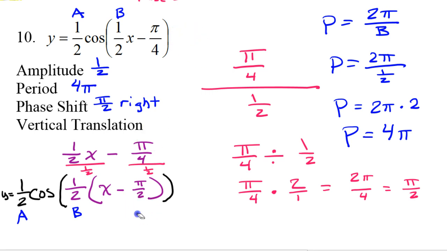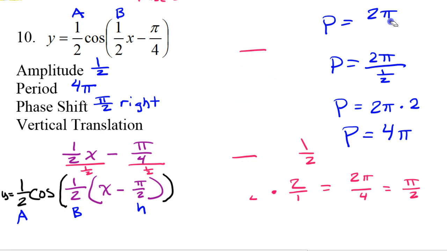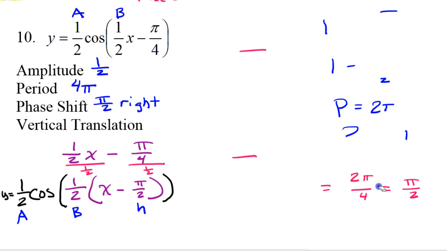Okay, and in fact, I call this my A, this is my B. This is called the H value. And the vertical translations are called K values. All right, but that's my H. But the H is the phase shift. Okay, that is plenty of information. So now I should be able to sketch the graph.